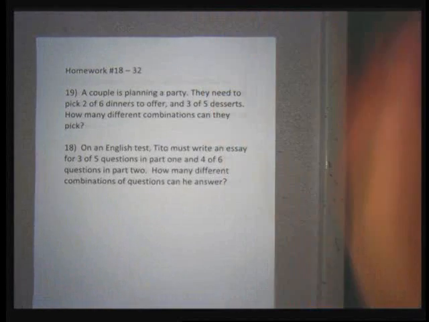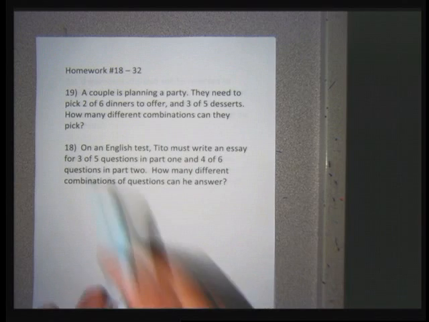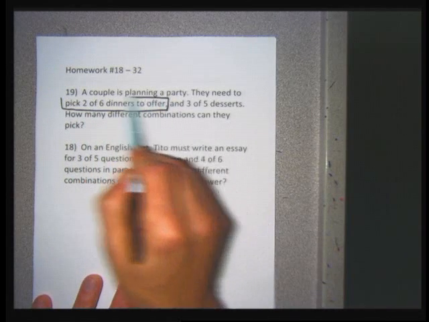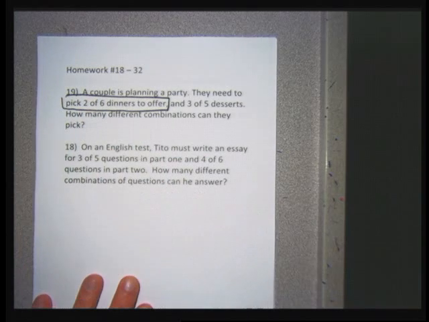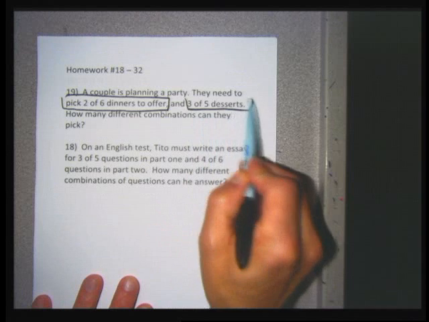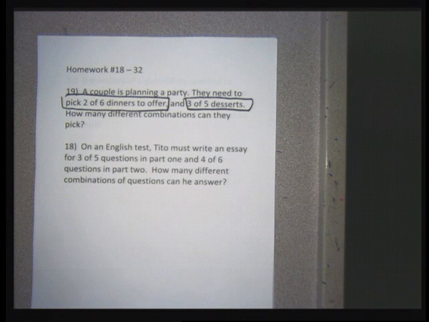So for your problem 19, you're making a dinner. You have 6 different dinners you can choose from. You're picking 2 of them. That's going to be one of your combinations. And you're picking a dessert. You have 3 of 5 desserts to choose from. So you're going to get 2 combinations, and you're going to multiply them together.